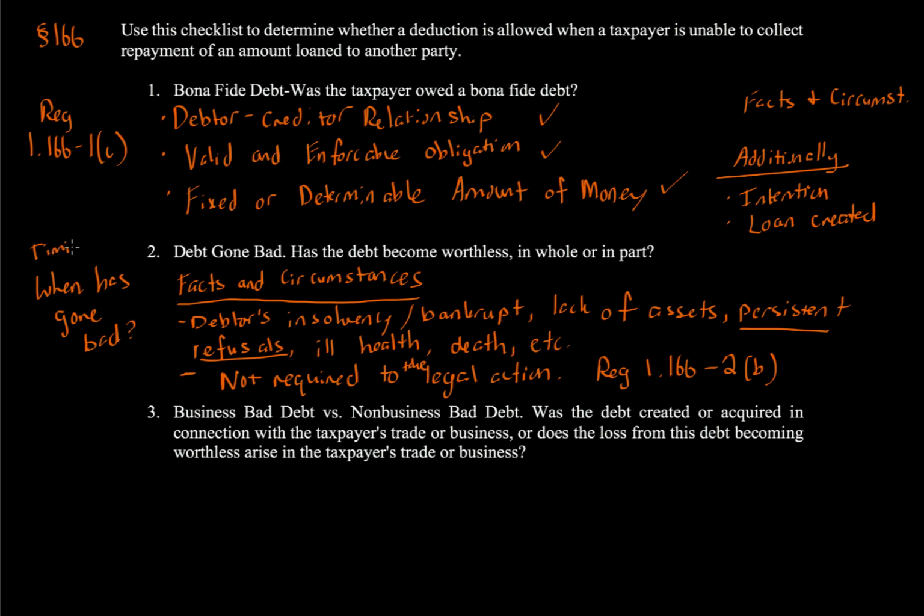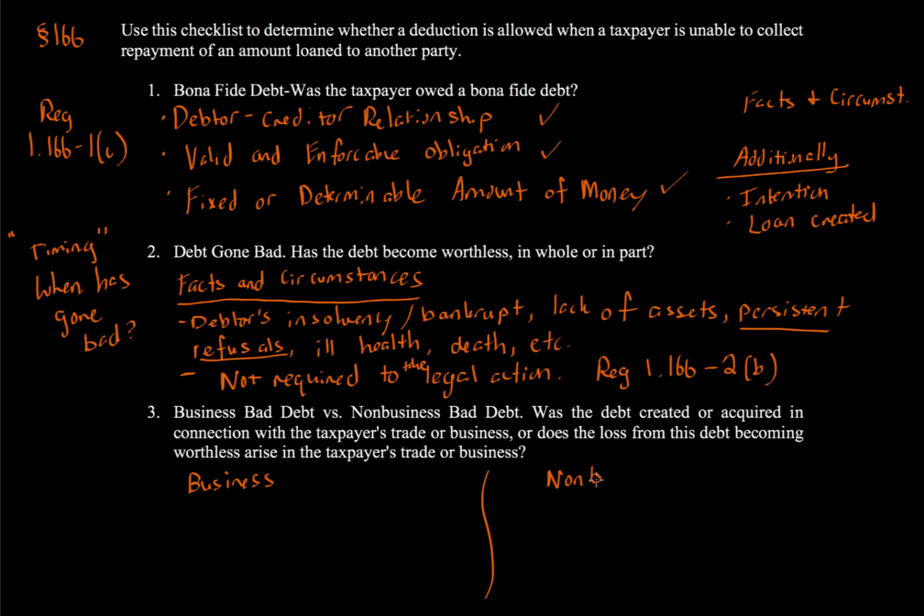So the first requirement is more of if you don't have it, you can't deduct. But the second requirement is more of a timing issue. It's when it's gone bad. And finally, we have to determine whether it's business or non-business, because there are various issues we have to worry about. So business versus non-business. Non-business is investment or personal in nature, and business is trade or business.